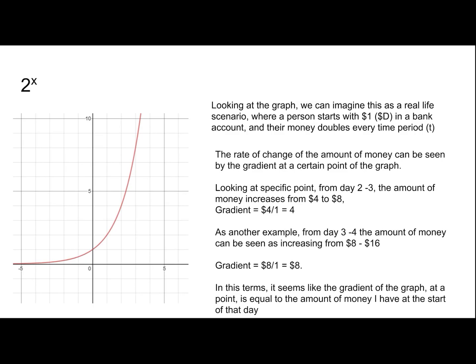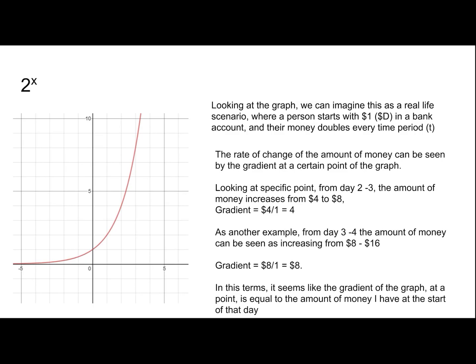So as you can see here, it seems that the gradient of the graph at a point is equal to the amount of money I have to start on that day. So for example, if I started with $4, then after one time period, I would gain another $4, and I would have $8.